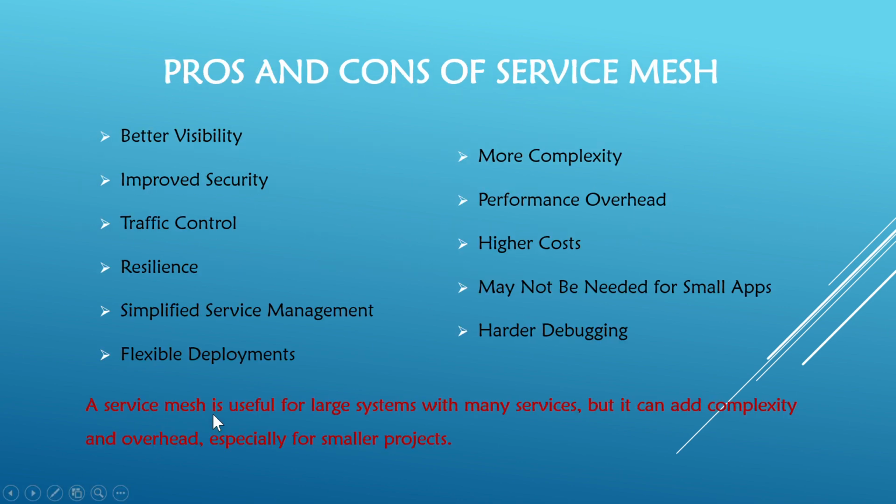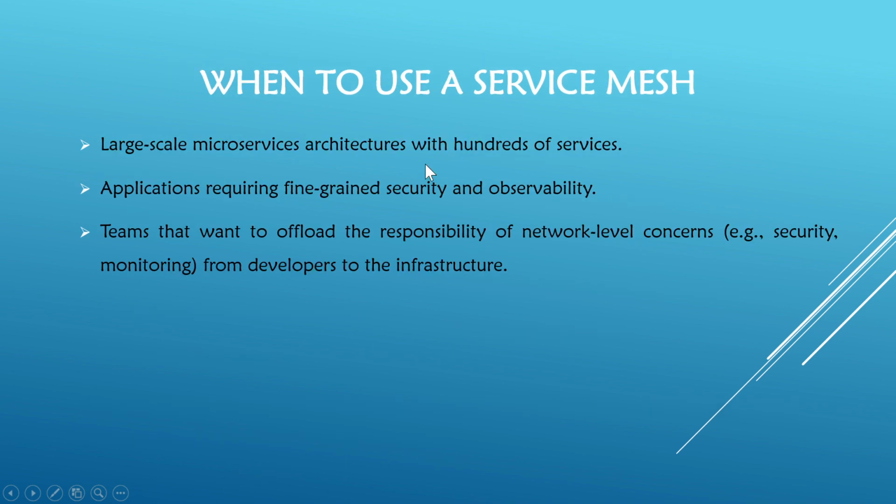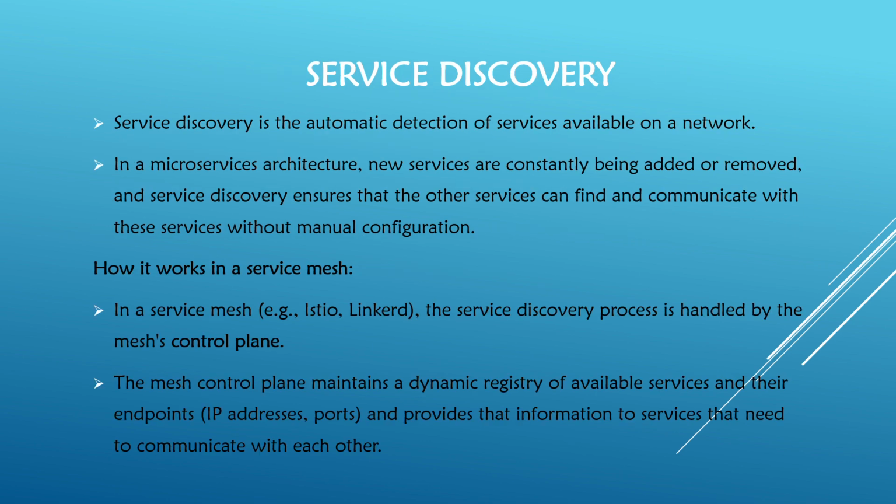So a service mesh is useful for large systems with many services, but it can add complexity, especially for small projects. So when to use a service mesh? For large-scale applications, applications requiring fine-grained security and observability, and teams that want to offload the responsibility of network-level concerns like security from developers to infrastructure.